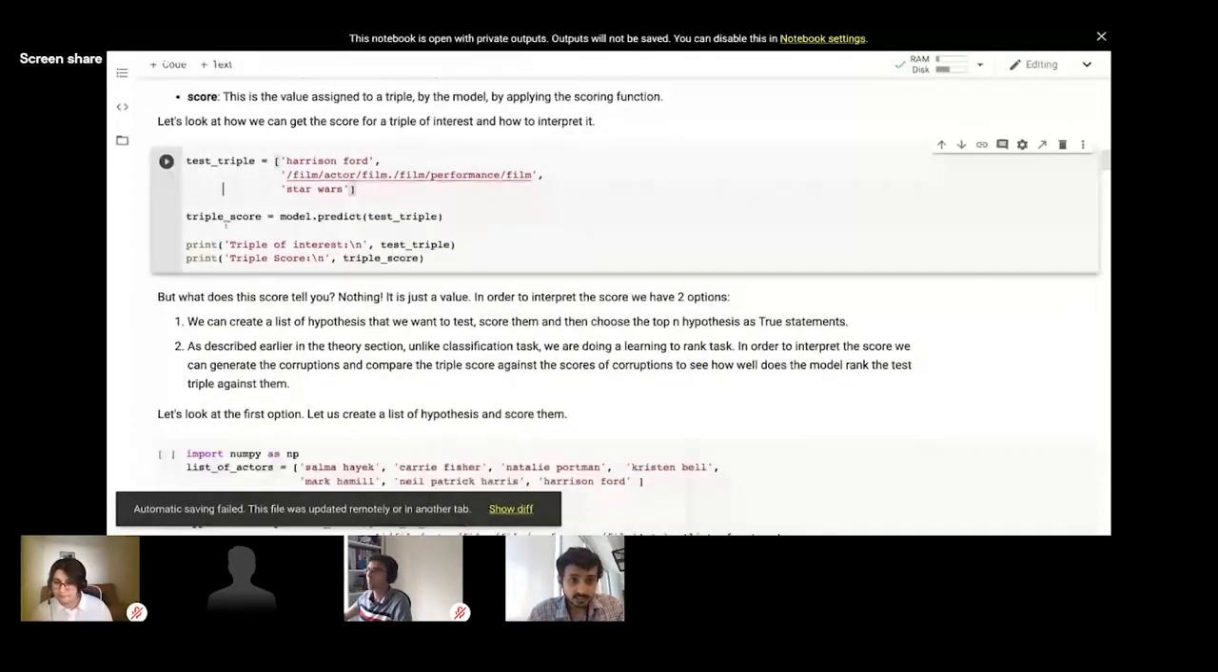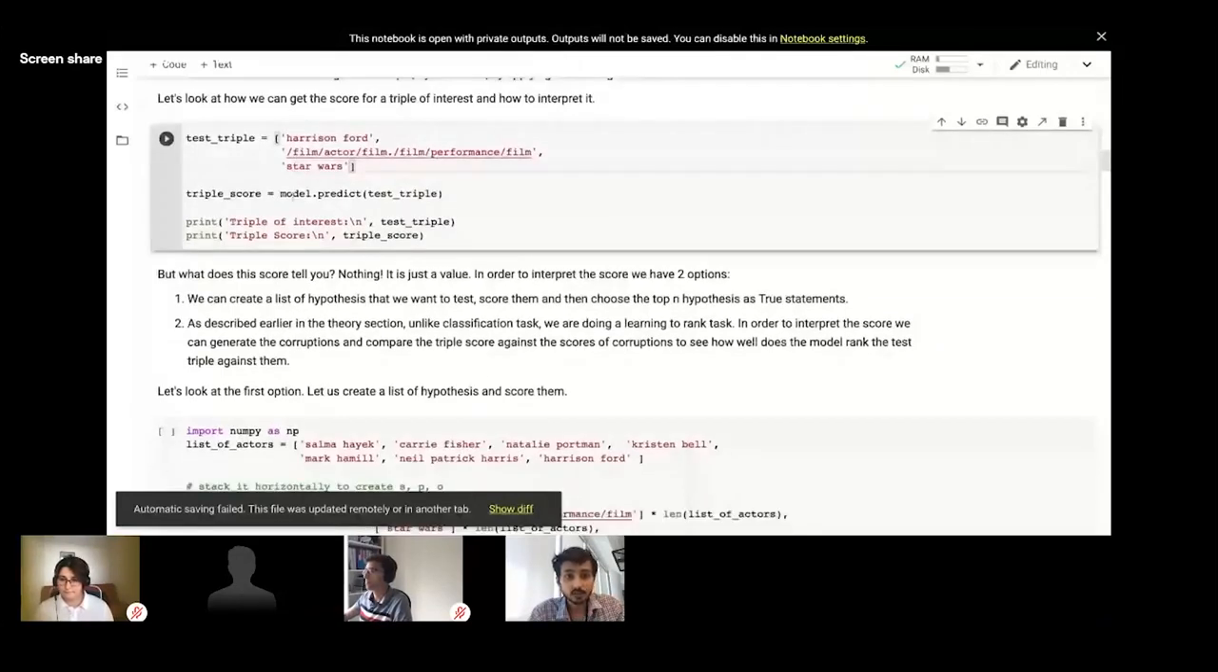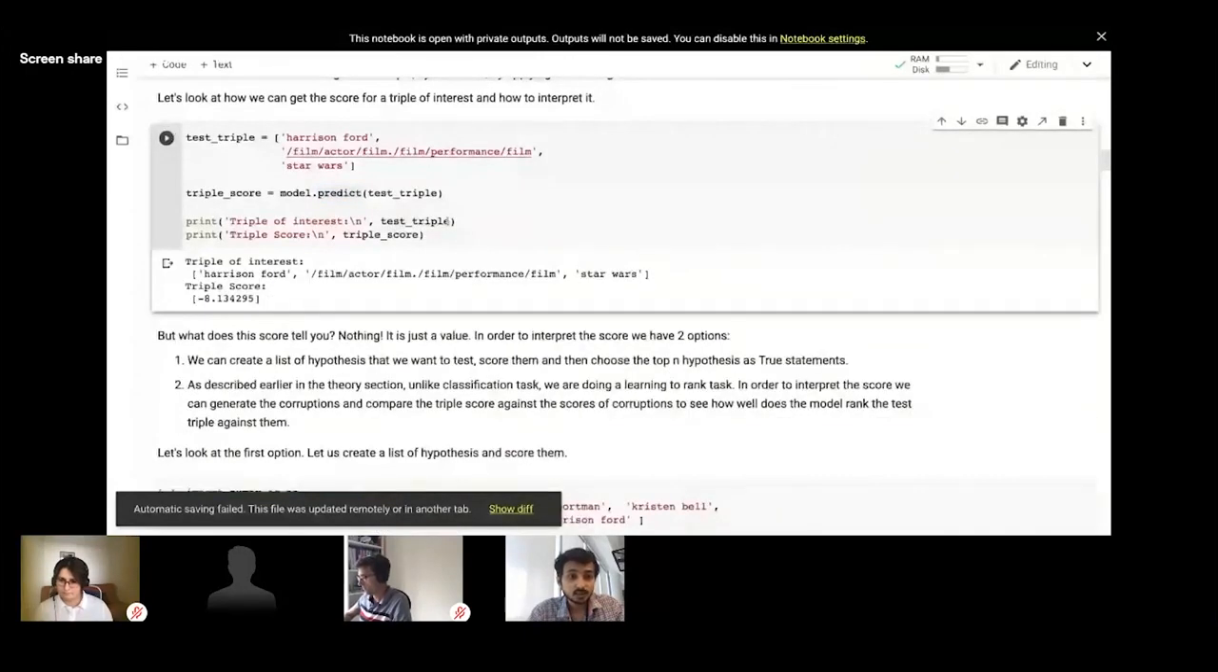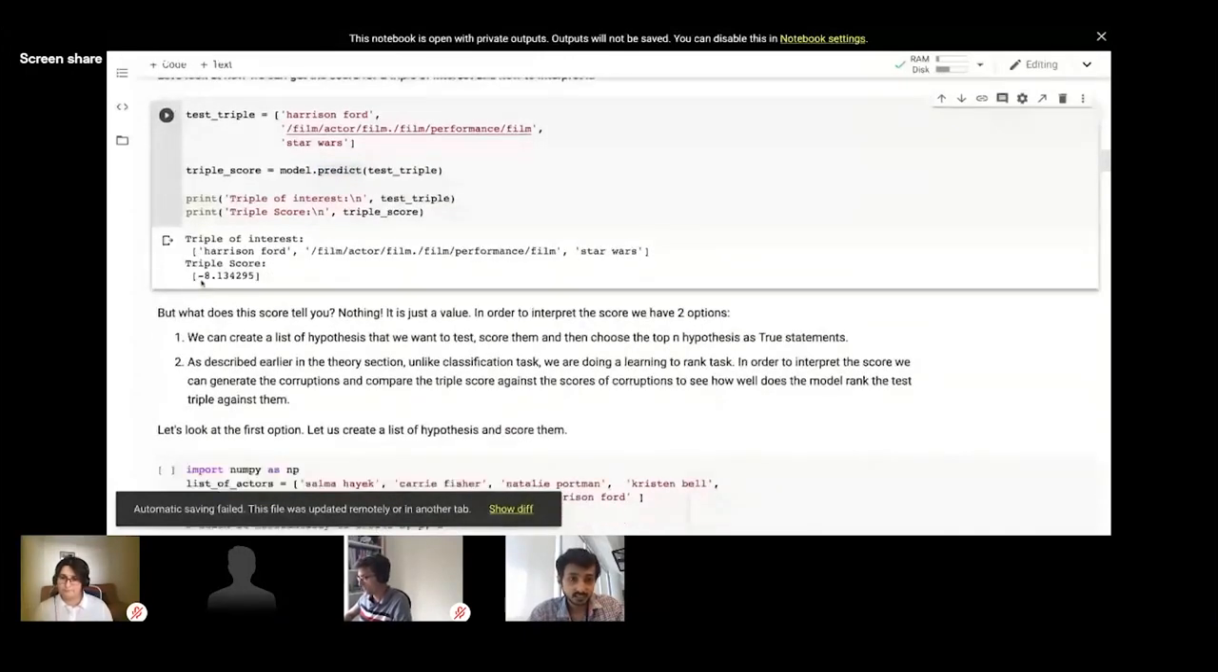So let's first look at the score. Consider a test triple like this, Harrison Ford performed in Star Wars. Now, on the trained model, we can call model.predict. It returns a score based on the embeddings that it learned. And you can see that for this triple, you get a negative score of -8.